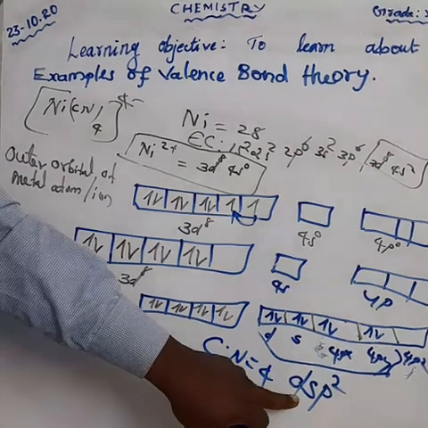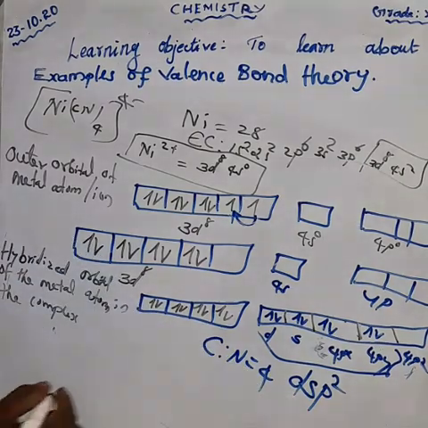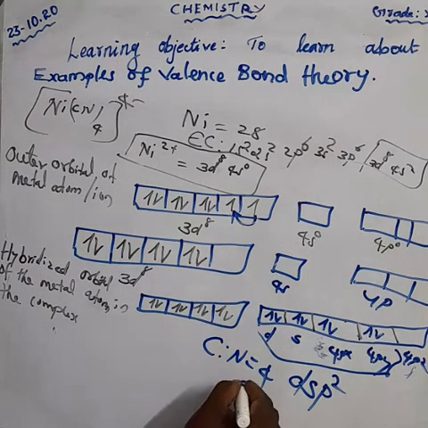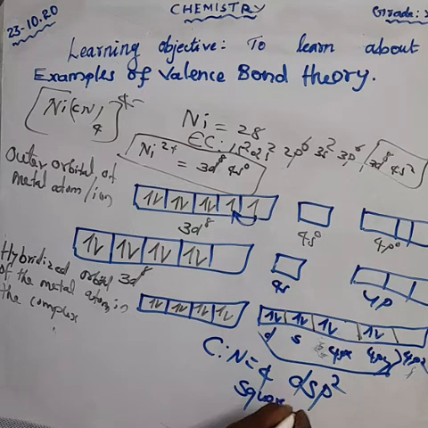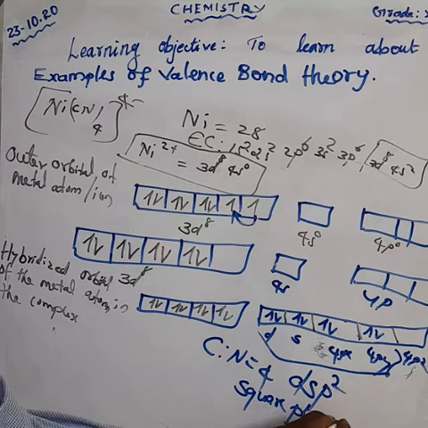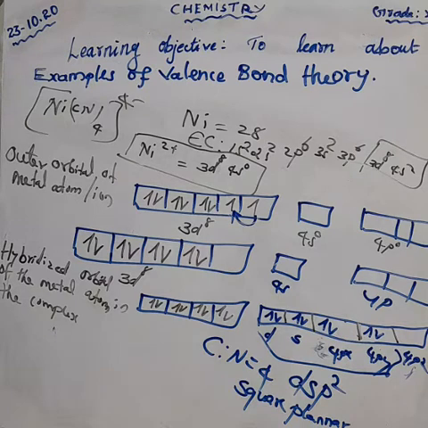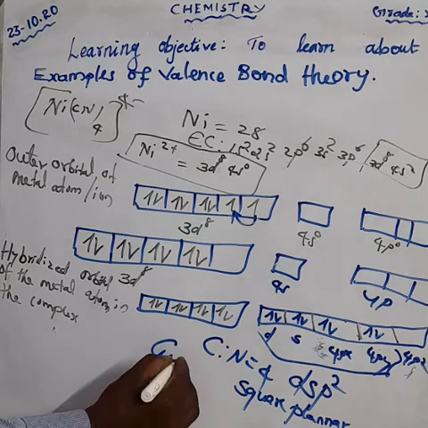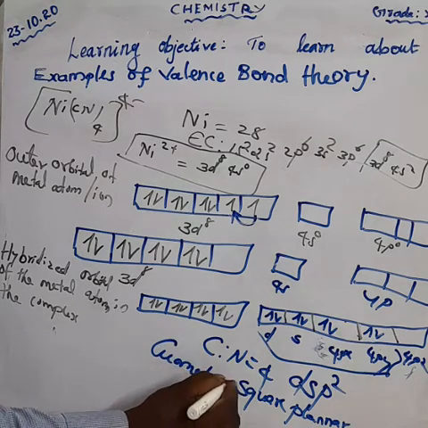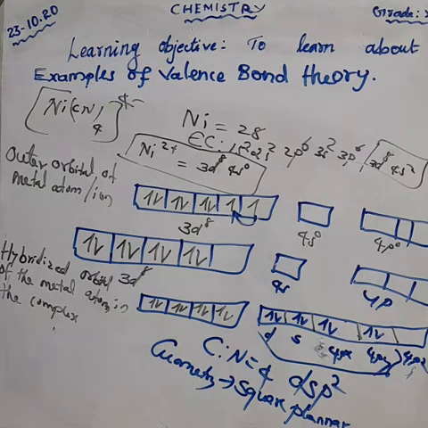So dsp2 hybridization means it is square planar. Which planar? Okay, dsp2, which one? Square planar. And you should find out the number of unpaired electrons, that is, the magnetic property. Here the geometry is square planar, and you should find out the magnetic property.